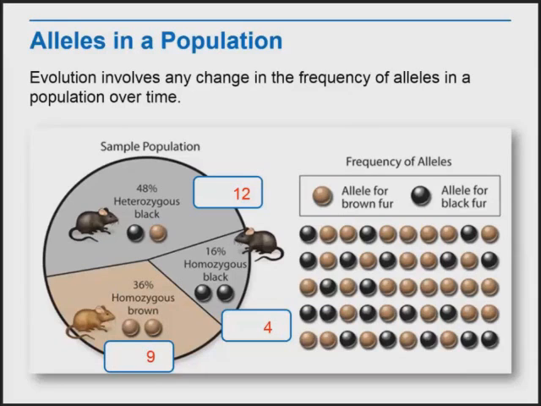So this shows you the distribution of the alleles and the phenotypes that would be expressed. If the current generation of homozygous brown mice had no offspring, how would this affect the allele frequency of the little b allele in the next generation? Well, that frequency would decline.